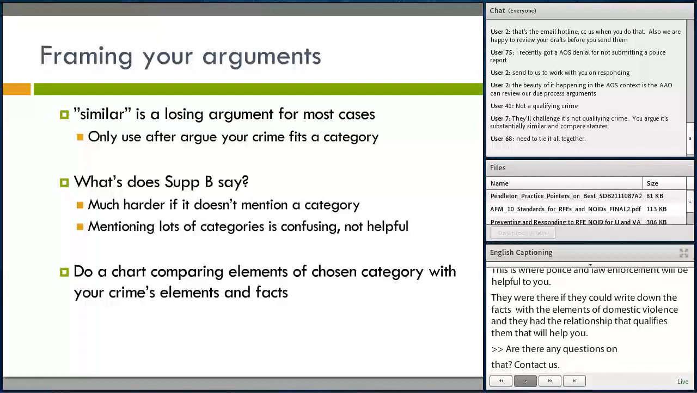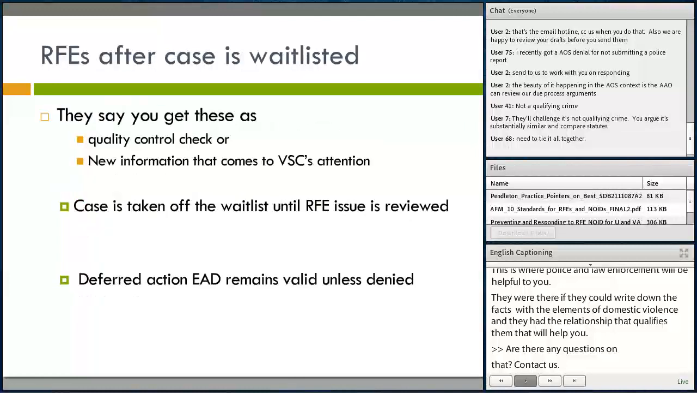Contact us. So one practice pointer is don't assume that because they charged your client or convicted the abuser, charged the abuser or perpetrator with something that doesn't sound like it fits in a category, your client doesn't qualify. Contact us and we'll work with you through this whole category analysis for qualifying crimes.